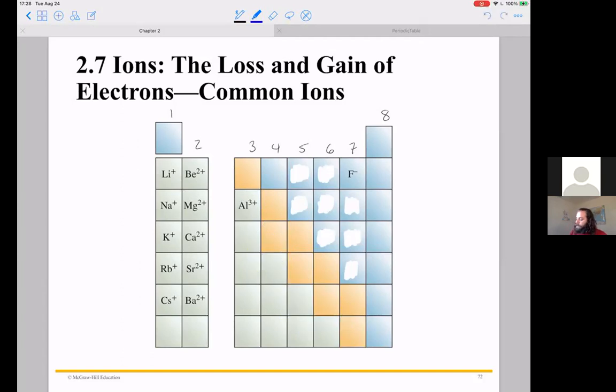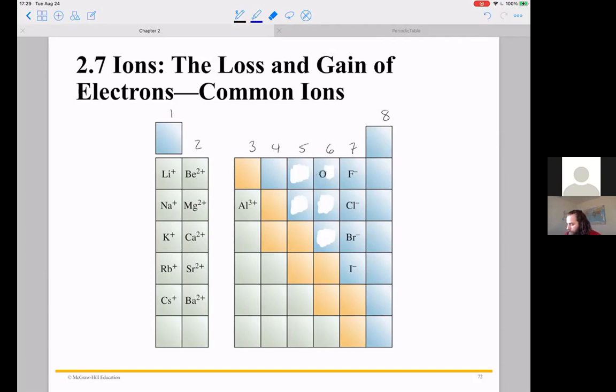All right, likewise, let's look over at fluorine again. It wants to gain an electron to get to that noble gas configuration. Well, so does chlorine, so does bromine, so does iodine. All of them have 7 electrons in their valence shell. They would take one more to get to 8.